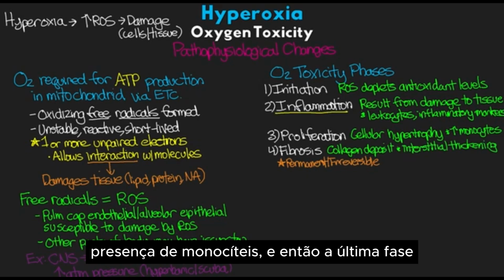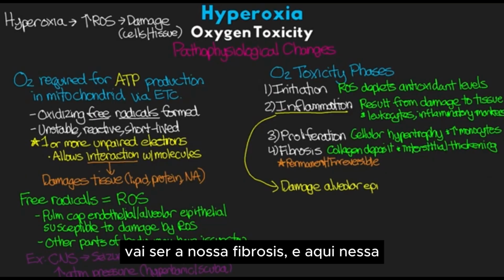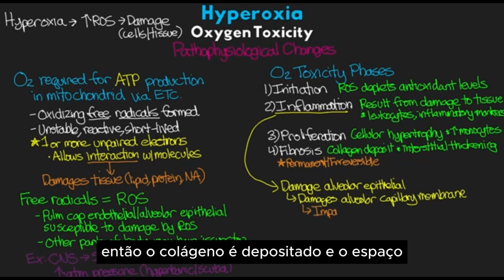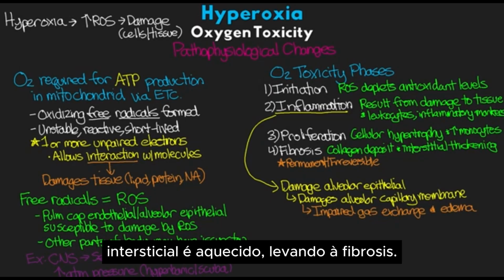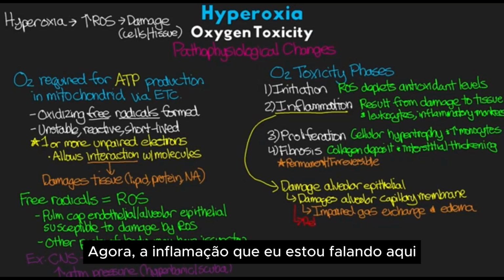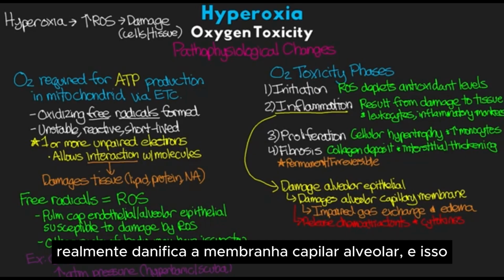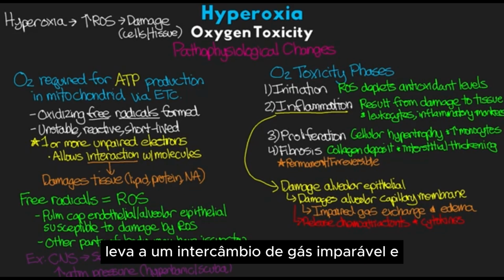Now, the inflammation that I'm talking about here is damaging to the alveolar epithelial cells, which damages the alveolar capillary membrane, and this leads to impaired gas exchange and edema. This inflammation also causes these cells to release chemoattractants and cytokines that are going to mobilize macrophages and monocytes to that area, leading to additional reactive oxygen species and further exacerbating the damage that we have.